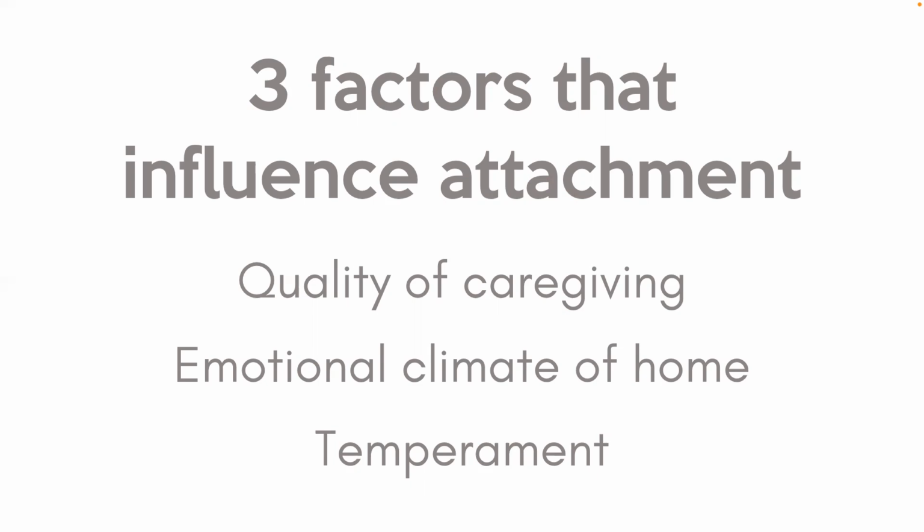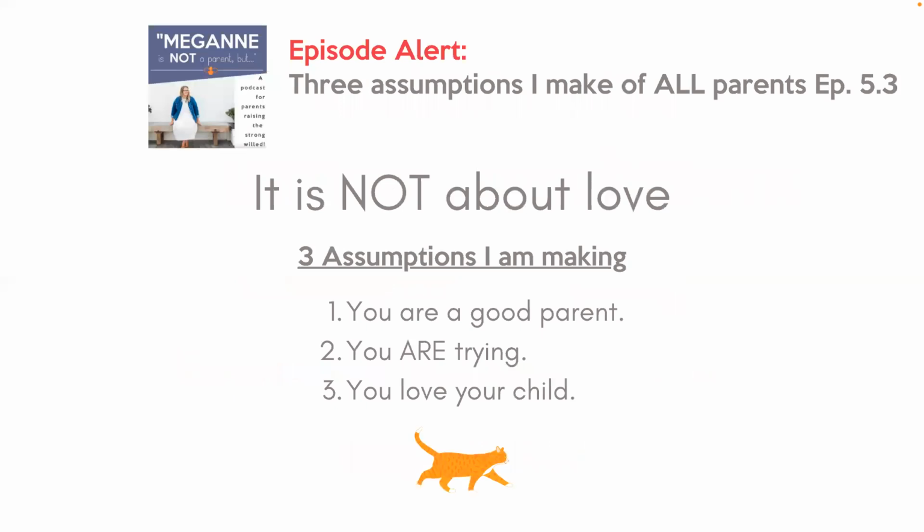And then the final factor, which will lead us into next week's topic, is temperament. Temperament is a factor that influences the attachment, the relationship, and the bond between the parent and child, and between the home unit altogether.